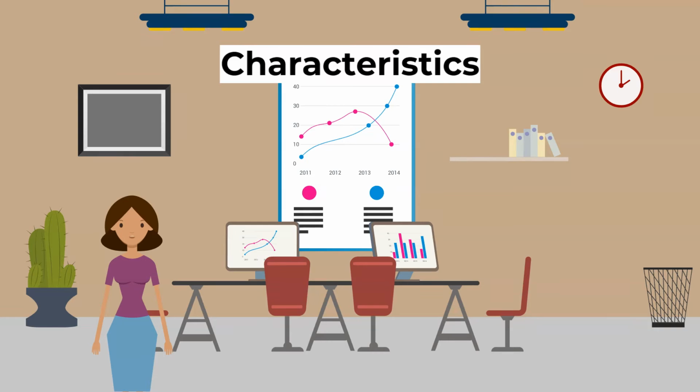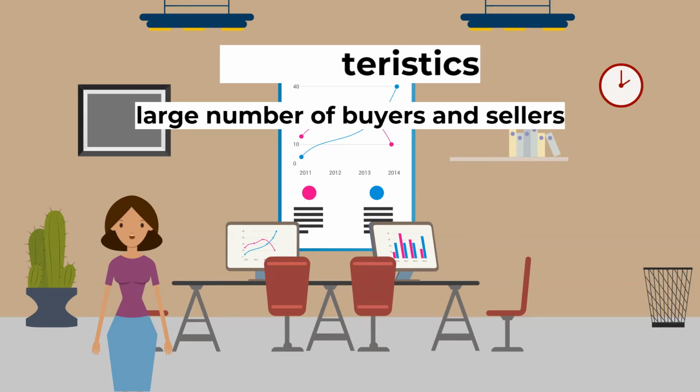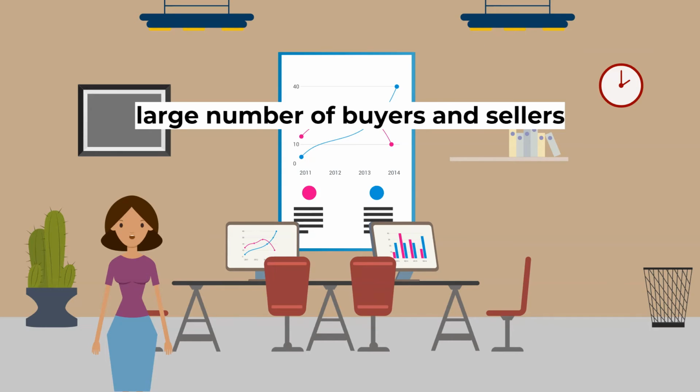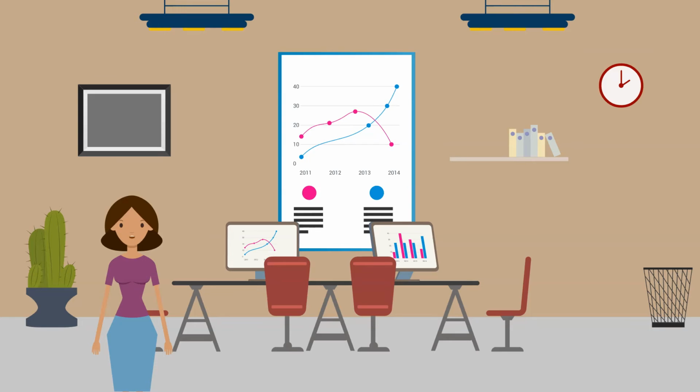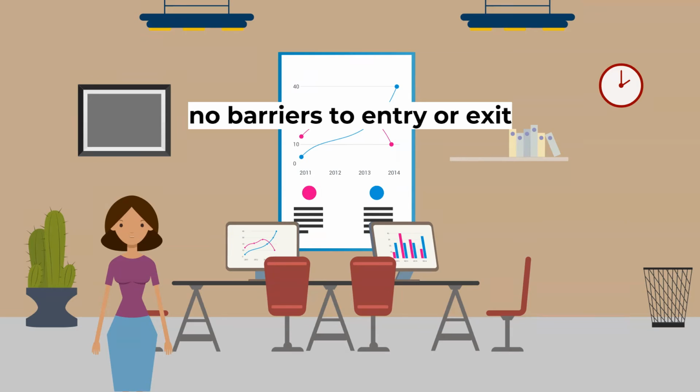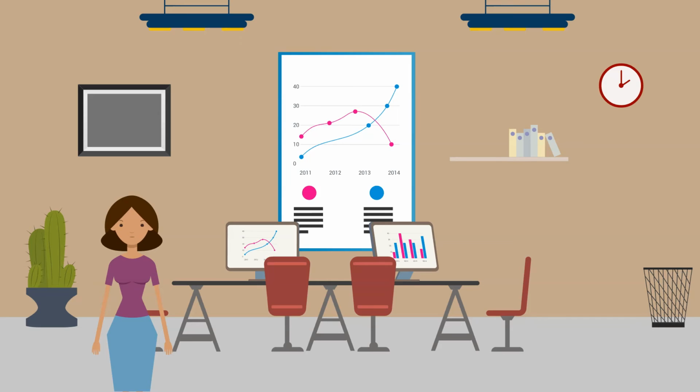What are the characteristics? There must be a large number of buyers and sellers in the market, each of whom is relatively small and acts independently. This means that no one buyer or seller has large price-setting power. There are no barriers to entry or exit, allowing new firms to enter when supernormal profits are being made and some to leave in the case of losses. As a result, only normal profits can be made in the long run.